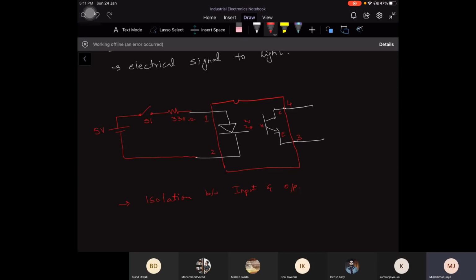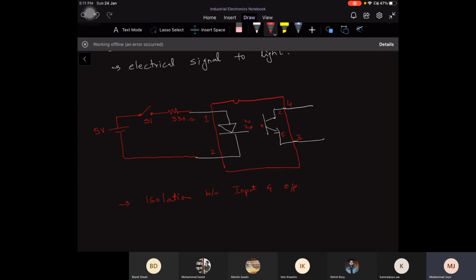We were talking about how the switching will occur over here and how to connect the output circuit. Let's suppose you have a DC motor attached to this transistor.